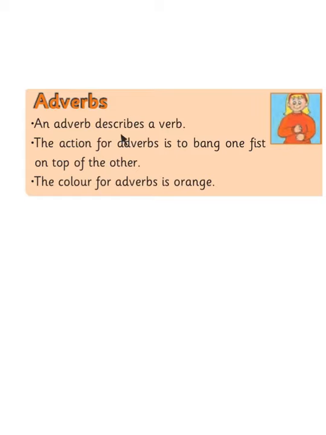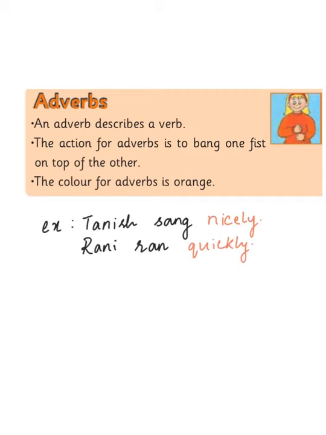Adverbs. An adverb describes a verb. The action for adverbs is to bang one fist on top of the other. The color for adverbs is orange. Some examples for adverbs are: Tanish sang nicely. In this sentence, sang is the verb and nicely is describing how the verb is being done. Therefore, nicely is the adverb. Next, Rani ran quickly. Ran is the verb. Quickly is describing how the verb is being done. Therefore, quickly is the adverb here.